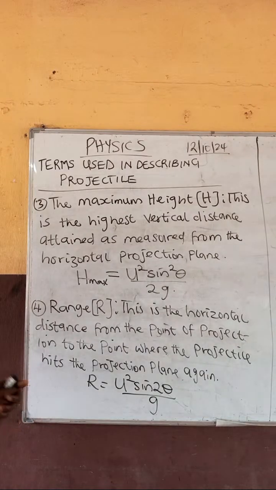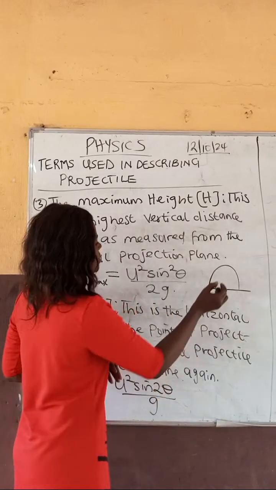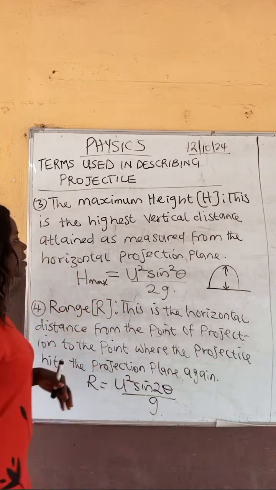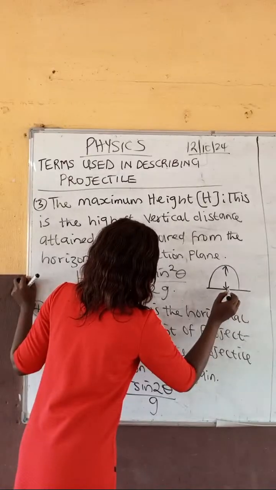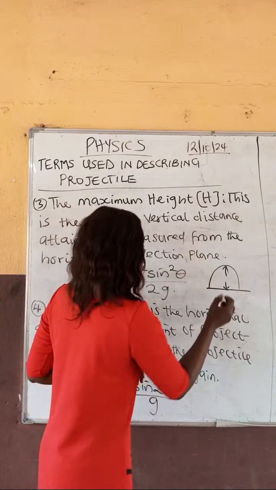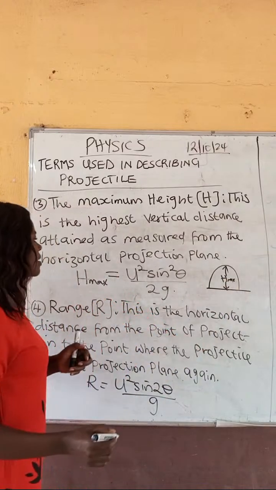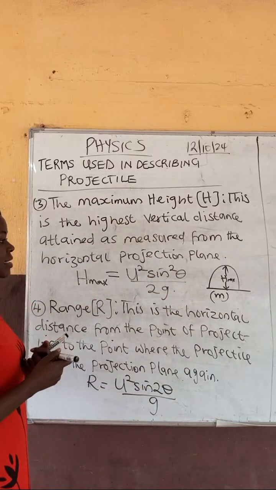All right, the next thing we are going to look at is the maximum height. This is the highest vertical distance attained as measured from the horizontal projection plane. So this is my projectile, okay? This is the vertical distance, right? Attained as measured from the horizontal projection plane. So if you measure from this projection plane to the highest point, we now call it my maximum height. And this maximum height is measured in meters because we are dealing with distance.